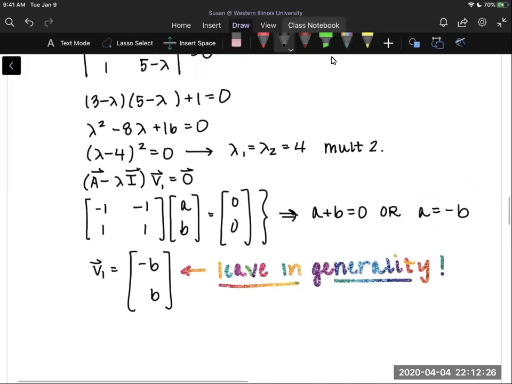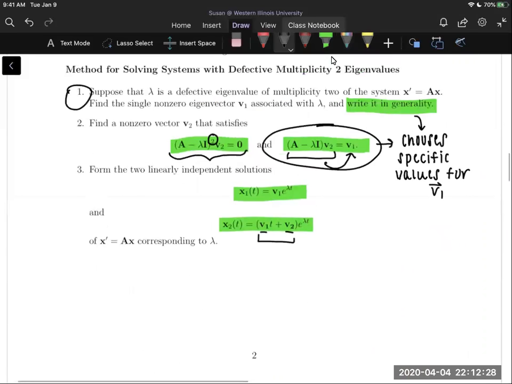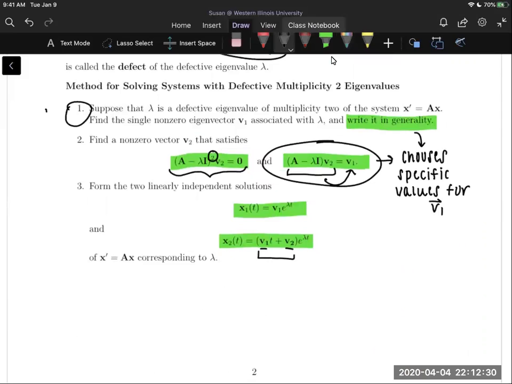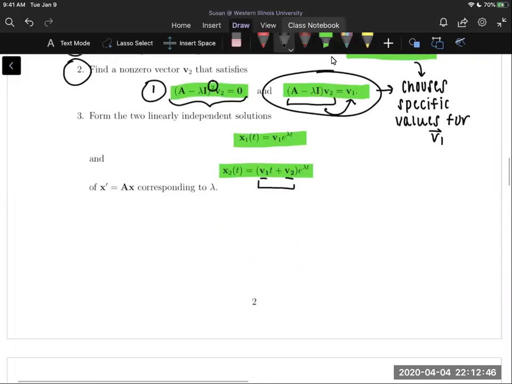All right, so let me just scroll back up here. We have now completed step 1. We found an eigenvector in generality associated to lambda equals 4. So now we're going to move on to step 2. First I'm going to look at this equation here, A minus lambda I squared V2 equals 0.